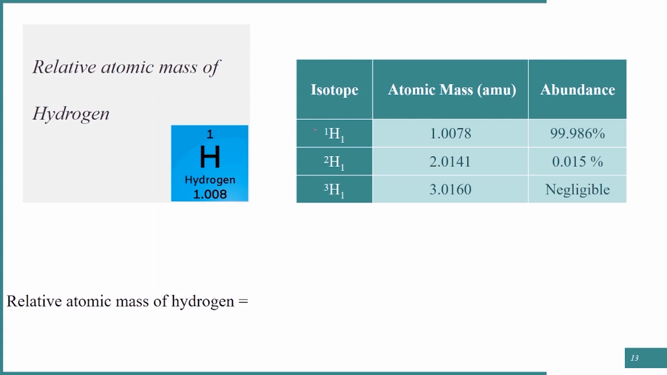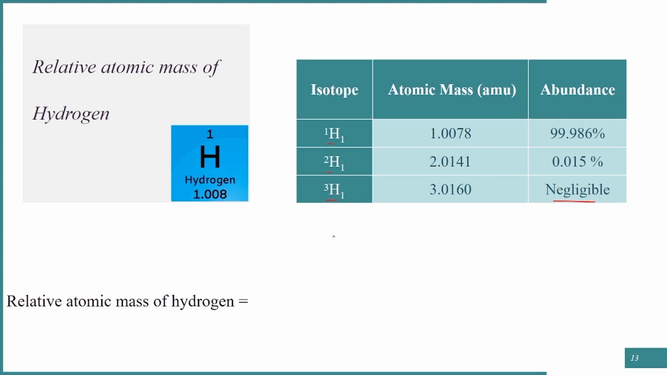For example, hydrogen has 3 isotopes. Hydrogen 1 isotope with atomic mass equal to 1.0078 atomic mass units, and the relative abundance equal to 99.98%. Hydrogen 2 isotope with atomic mass equal to 2.0141 atomic mass units and relative abundance of 0.015%. The third one is the hydrogen 3 isotope, which is present as traces. That is why we consider the relative abundance of hydrogen 3 isotope to be negligible.